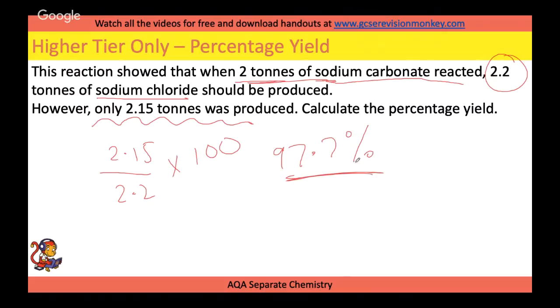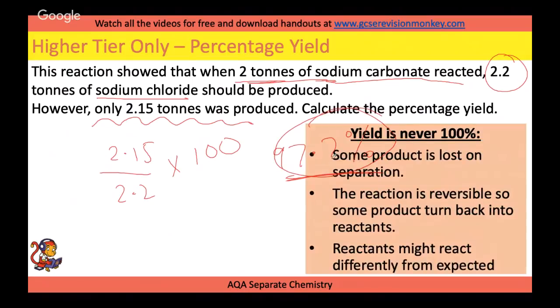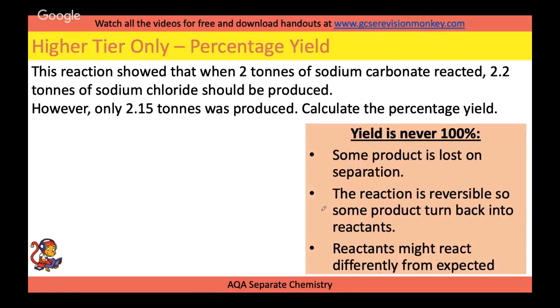Now, it could be a 3 marker, the reasons why you don't ever get 100% yield. Some product is lost on separation. The reaction is reversible, so some products turn back into the reactants, or the reactants might react differently from expected. So maybe there's some air in there and it reacted with oxygen instead of what it was supposed to, or something like that.